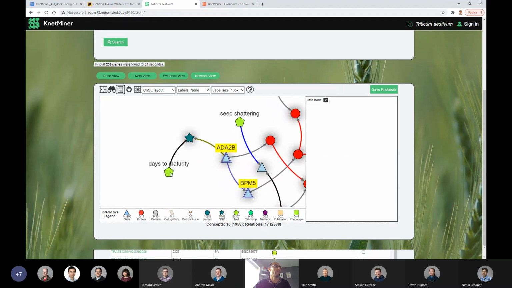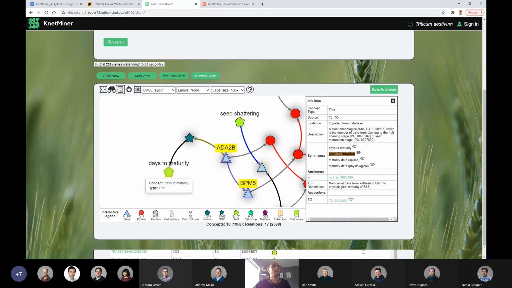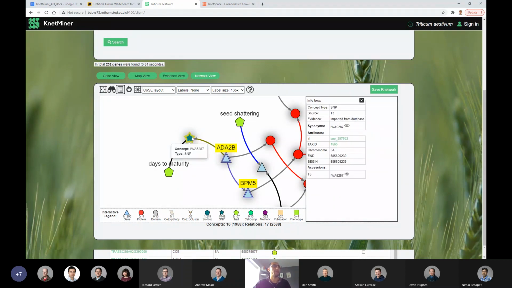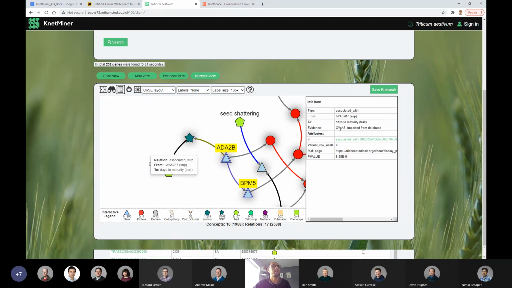If I click on this, you'll see this node here represents a trait ontology term related to maturity or grain fill duration. And the evidence that links this gene to this trait ontology term is coming from a GWAS study. So the story is that this gene has certain alleles or certain variation. So this is a variation. It happens at this base pair level. And this SNP is associated with this trait based on a GWAS study. And the p-value of the association is shown here.